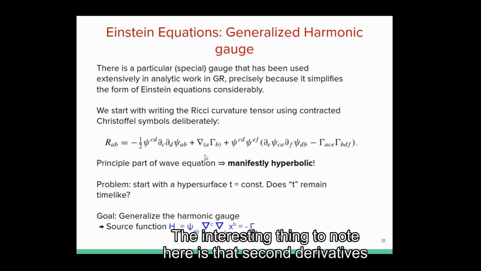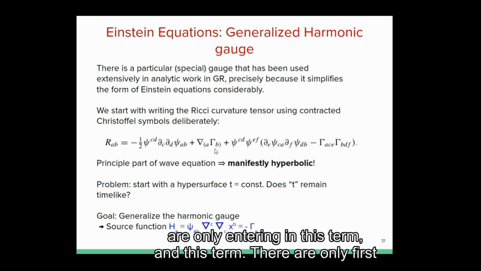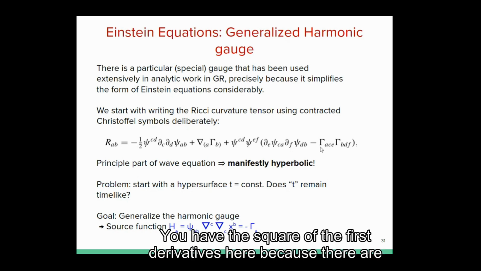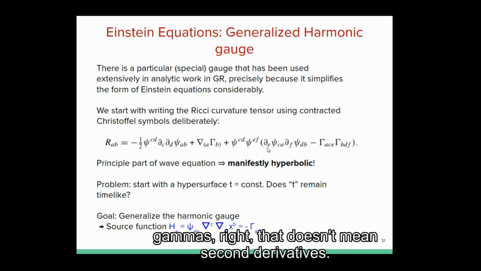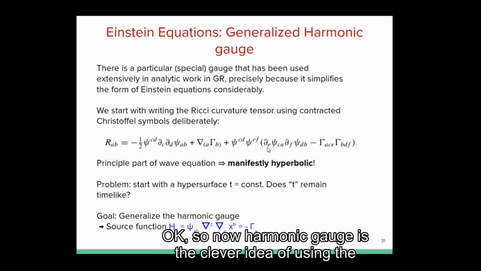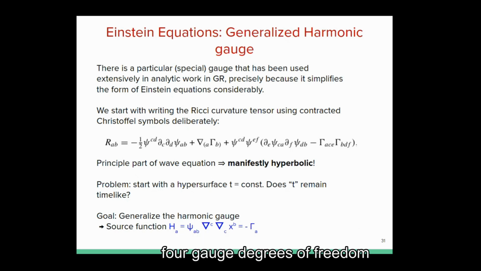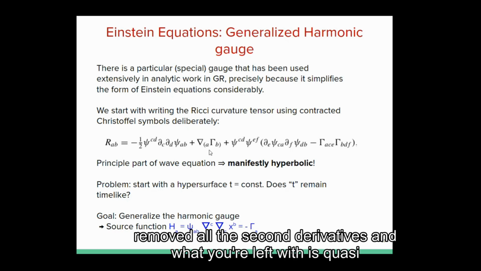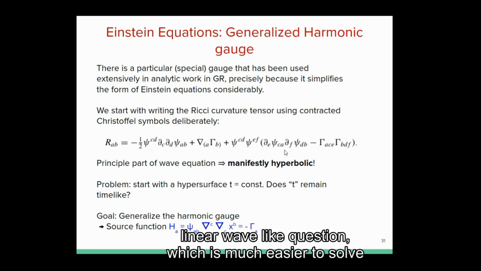The interesting thing to note here is that second derivatives are only entering in this term and this term. There are only first derivatives here, right? Remember, you can have the square of first derivatives here because they're gammas, but that doesn't mean second derivatives. Right? So now, the harmonic gauge is the clever idea of using the four gauge degrees of freedom to simply set gamma to 0, which means you have removed all the second derivatives. And what you are left with is a quasi-linear wave equation, which is much easier to solve analytically.